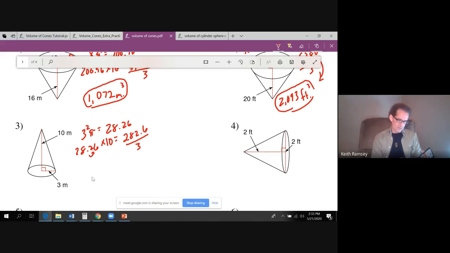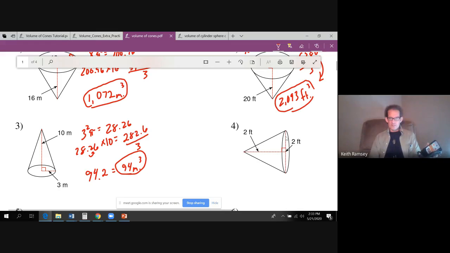which gives us a volume, see here, 282.6 divided by 3 gives us a volume of 94.2, and we would round that just to 94 cubic meters for number 3. Let's look at number 4.